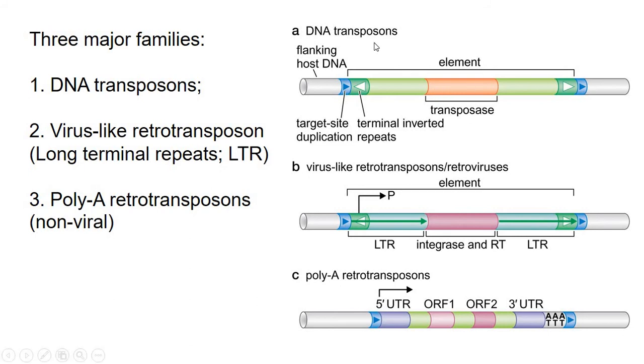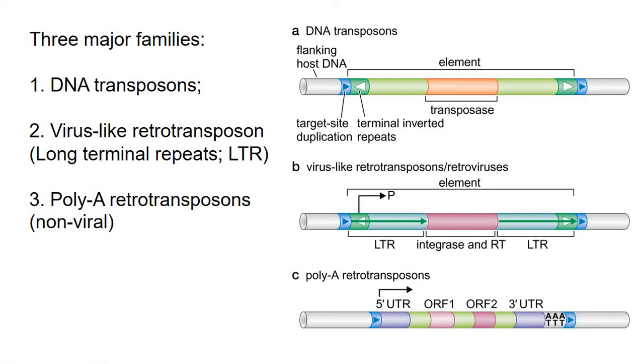So the DNA transposon, this complete element, consists of terminal inverted repeats on both ends, and the sequence that will code for transposase. These in blue, the target site duplication, are part of the host DNA that they are inserted into.